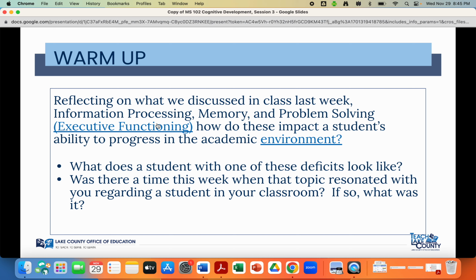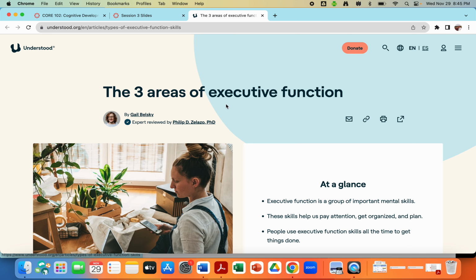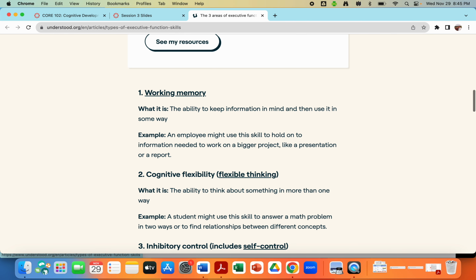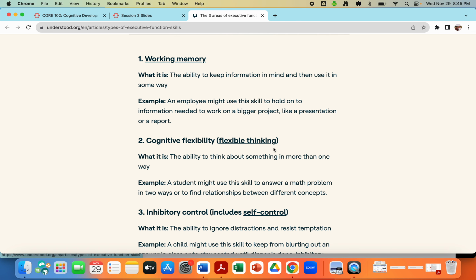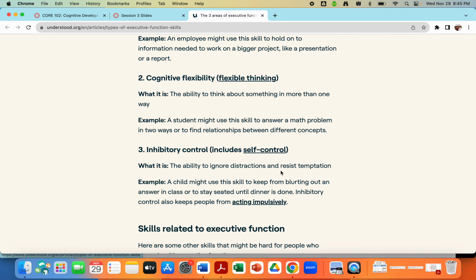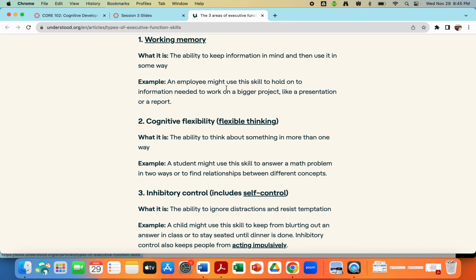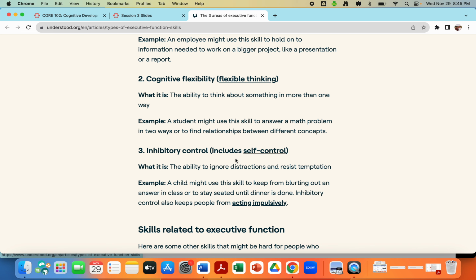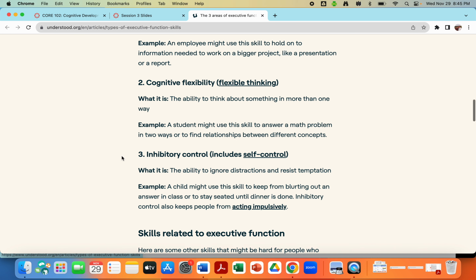And you'll see I have 2 links here in this particular slide. This first link takes us to an Understood article talking about the 3 areas of executive functioning. And the big things we're looking at are working memory, cognitive flexibility, and inhibitory control. Okay? What it is for working memory: the ability to keep information in mind and then use it in some way. For cognitive flexibility: the ability to think about something in more than one way. And then inhibitory control: the ability to ignore distractions and resist temptation.